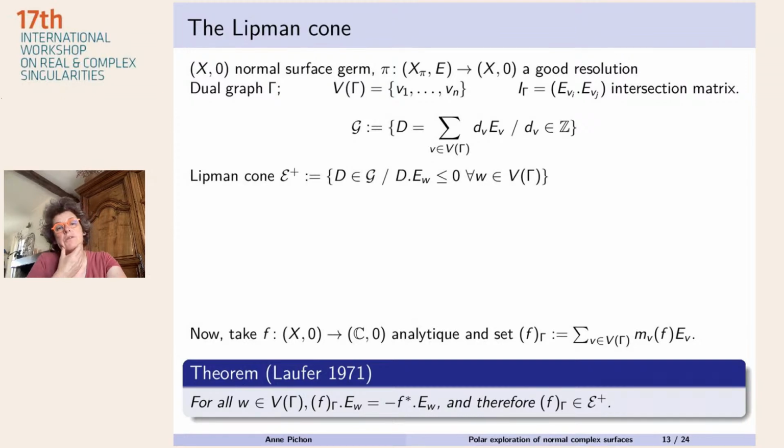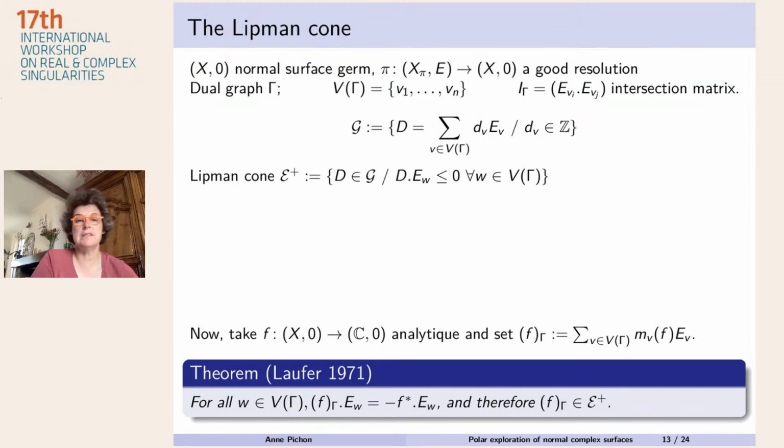And consider now the set of vertices of gamma, V1 and so on, Vn, and the intersection matrix associated with gamma, which is simply the matrix of intersections between the curves, irreducible components of the exceptional divisor E. Okay, so this data is completely given by the dual graph gamma.